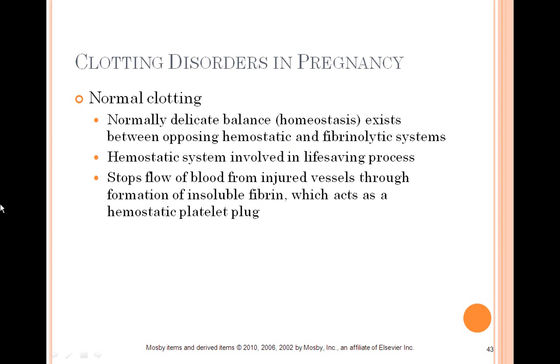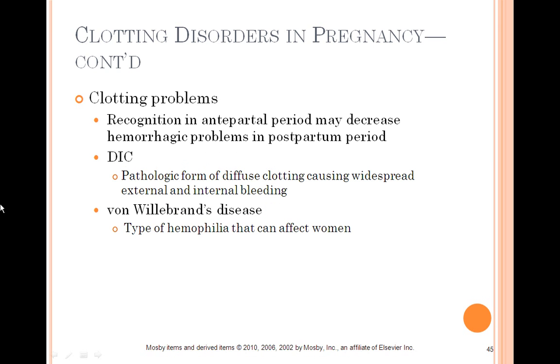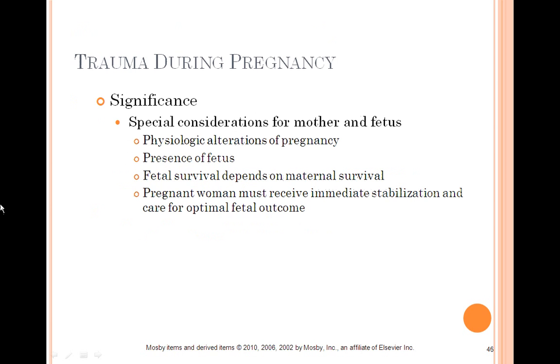We talked about clotting disorders. When we get into this again, you'll learn this, especially in high-risk pregnancy, when we start talking about DIC. Remember, the coagulation process involves interaction with coagulation factors, in which factors subsequently activate the next factor in line. Like one used up, then it triggers 2, 3, 4, and 5. And we talked about DIC, and this is a pathologic form of diffuse clotting that causes widespread external and internal bleeding. Like you start using up all your clotting factors and you bleed everywhere.